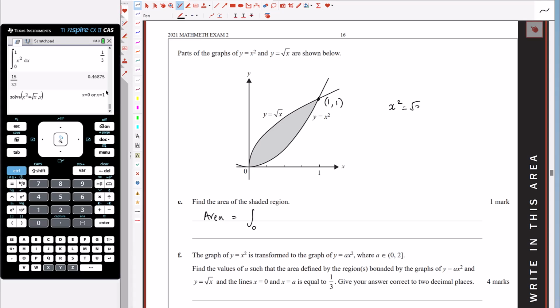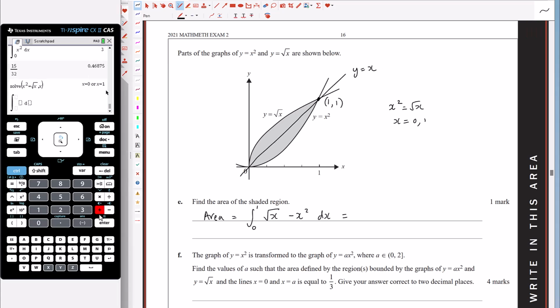X squared equals root x gives x equals 0 and 1. So we're integrating from 0 to 1. Top function, which is root x, minus bottom function, which is x squared. Obviously, x squared and root x are inverse functions, so we could also use the line y equals x and double it, but we've got our CAS, so there's no reason to do that.